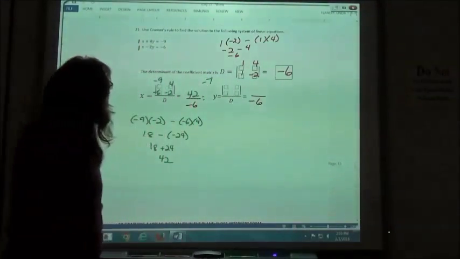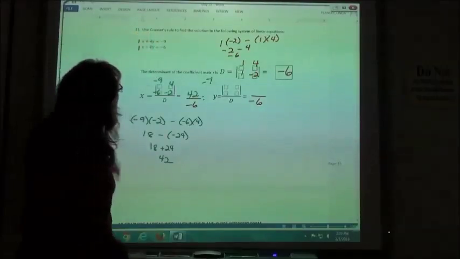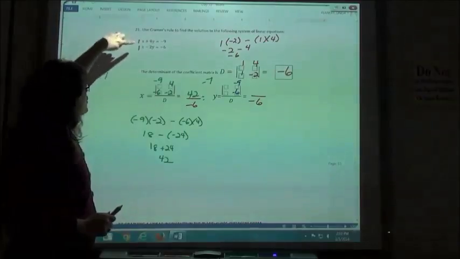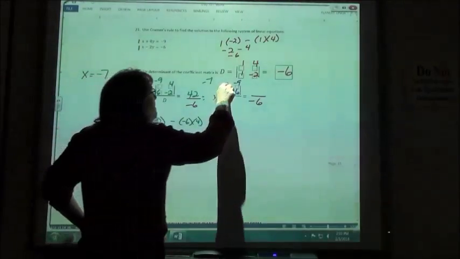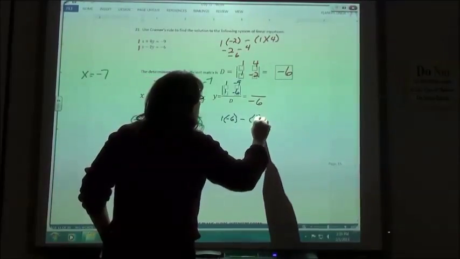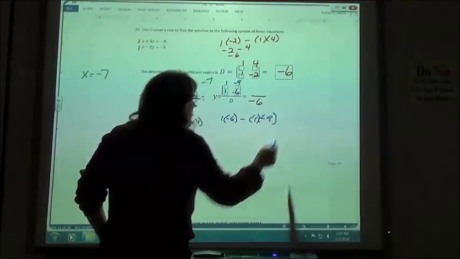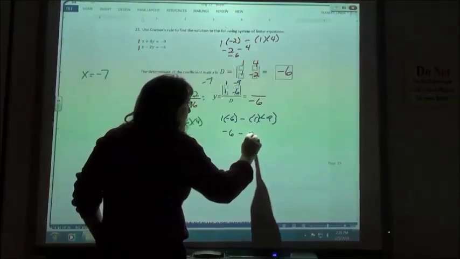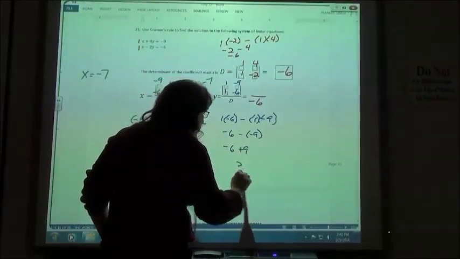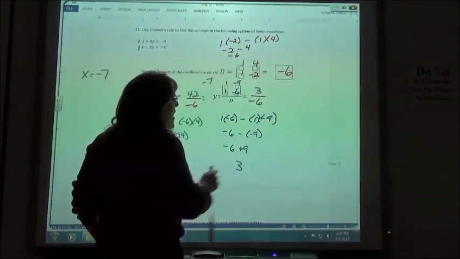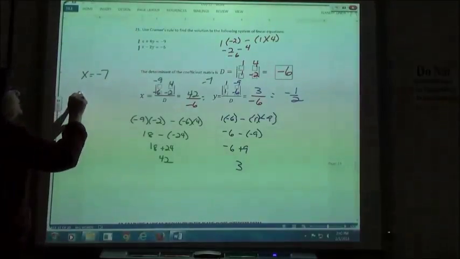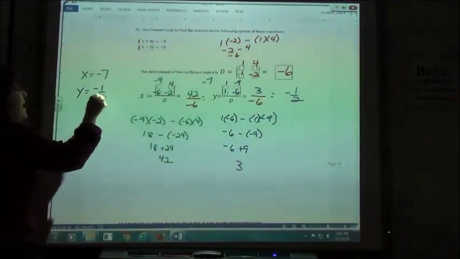Finding y. I'm going to replace the y column with the negative 9 and negative 6. My x's should be as they originally were, 1 and 1. So 1 times negative 6 minus 1 times negative 9. Negative 6 minus a negative 9 would be negative 6 plus 9, which is 3. 3 over negative 6 is negative 1/2. So y is negative 1/2.